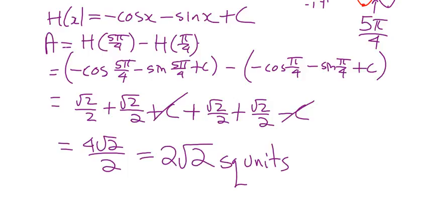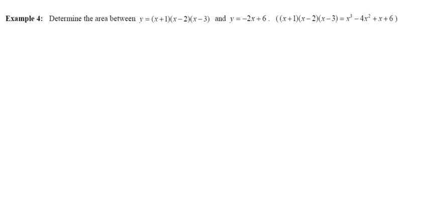All right, now we're going to kick it up a notch. Determine the area between y equals x plus 1, x minus 2, x minus 3, and y equals negative 2x plus 6. And we're going to be nice and give you that x plus 1 times x minus 2 times x minus 3 is x cubed minus 4x squared plus x plus 6, to save you those 23 seconds that it would have taken to multiply it out.